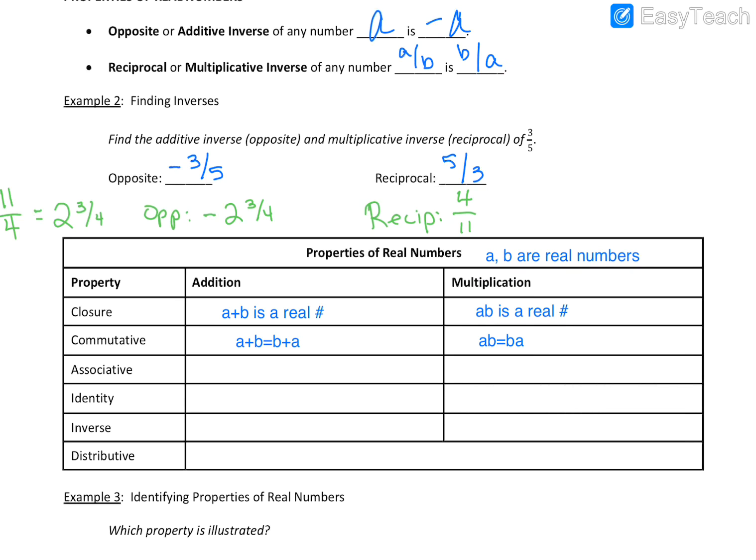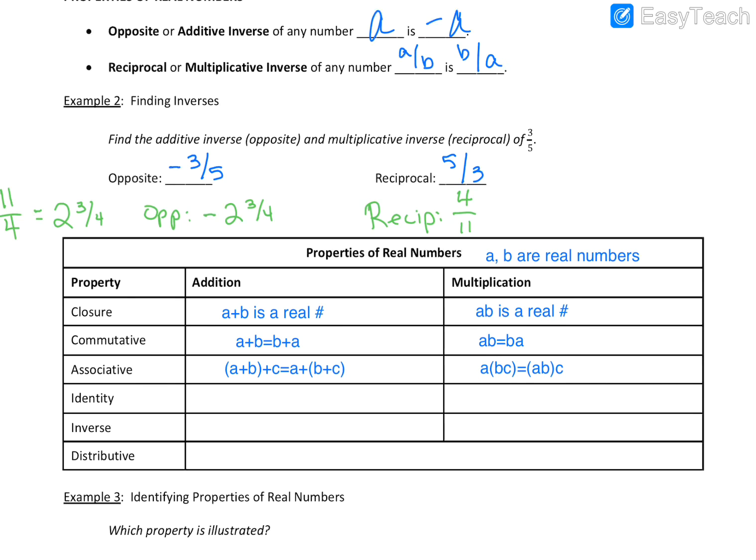Okay, so for this next one, the commutative property means that you can change the order. If you add two real numbers together, it doesn't matter if you have A and add it to B, or B and add it to A. Order is not going to matter with addition, and it's not going to matter with multiplication. When you're adding or multiplying real numbers, order will not matter.